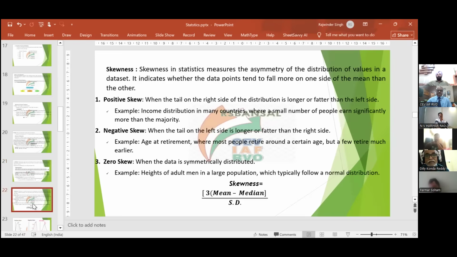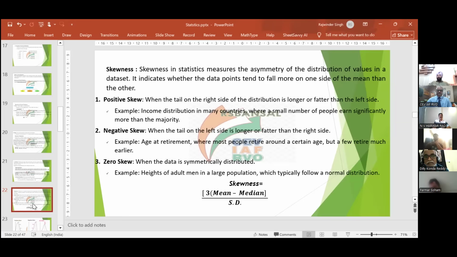Then skewness. Skewness measures the asymmetry of the distribution of values in a data set. It indicates whether the data points tend to fall more on one side of the mean than the other. This skewness may be positive skew, negative skew, or zero skew.